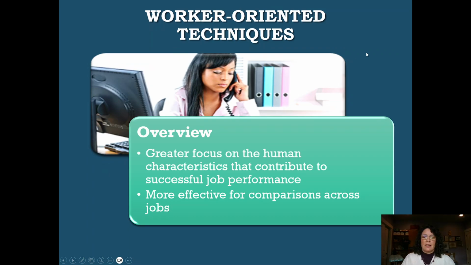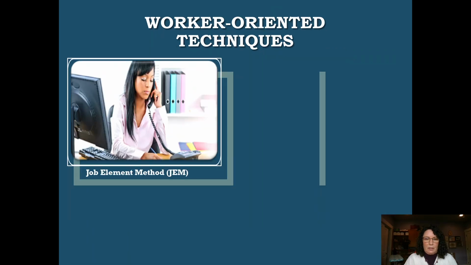All right, so we're back and we're going to talk about the worker oriented techniques. Basically, we are going to focus on the human characteristics that contribute to successful job performance. This is going to allow us to look at the people and maybe make comparisons across jobs a little bit more smoothly. Like, what characteristics do you need as a worker in order to be successful in this job, that job, and this other job, right? It allows you to start seeing how you as a worker fit in rather than what you as a worker would be doing.